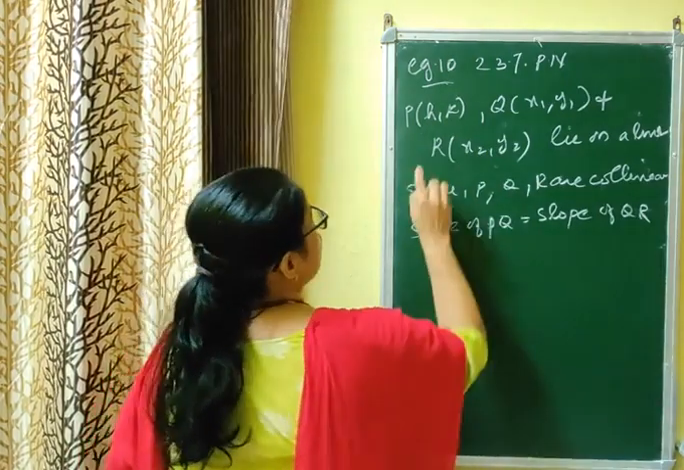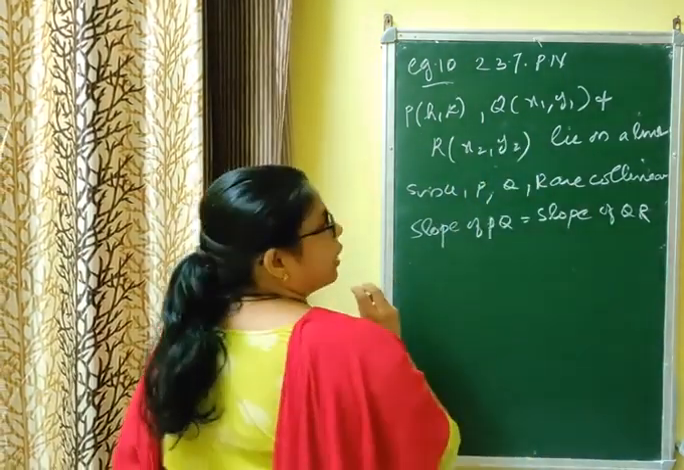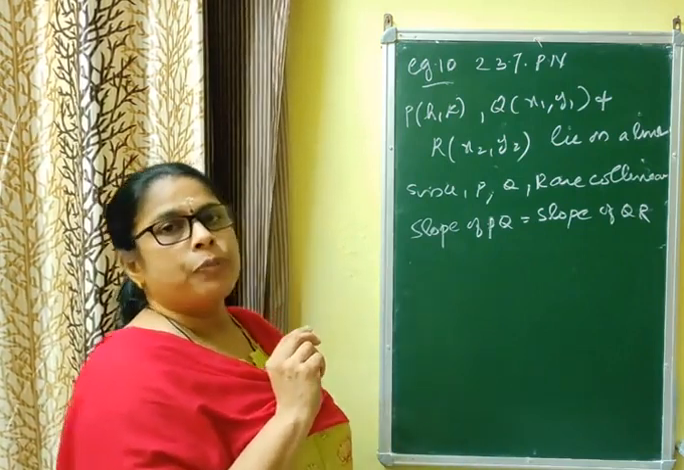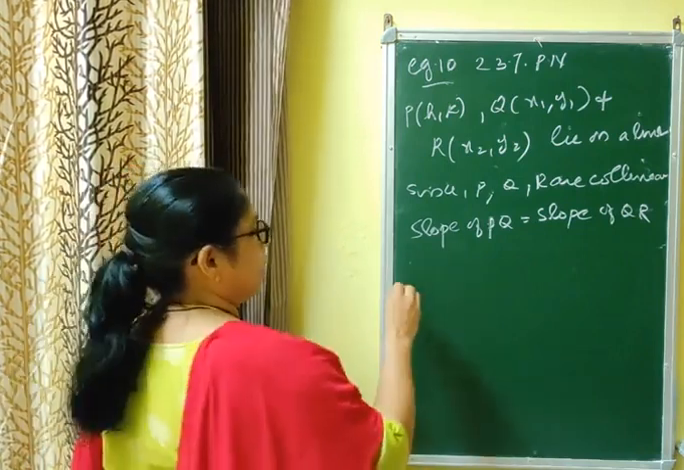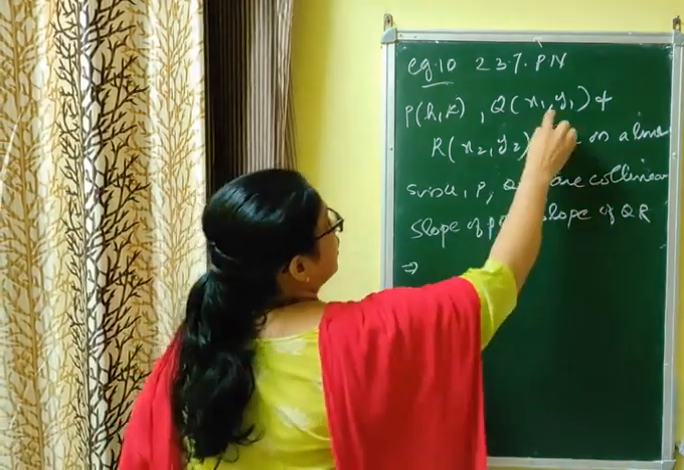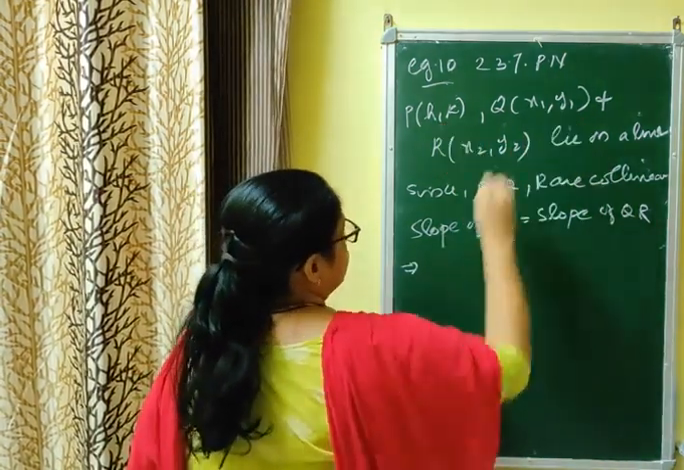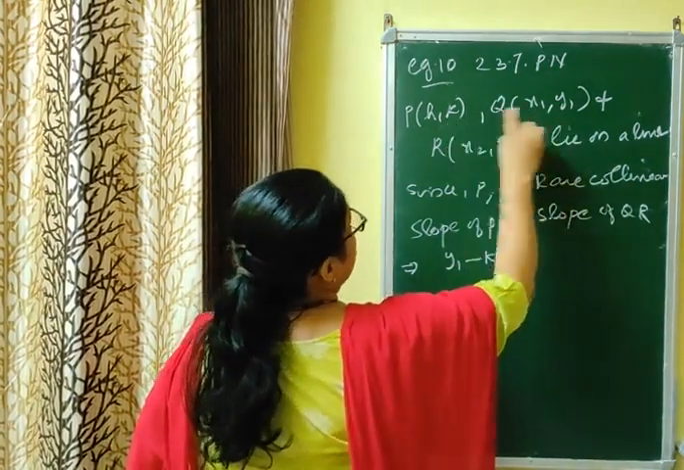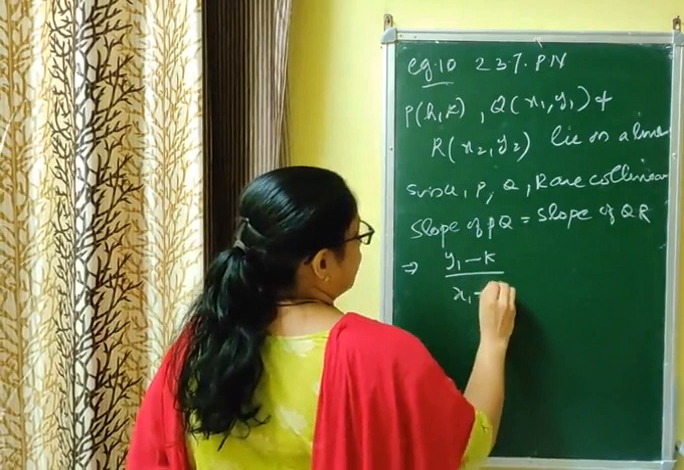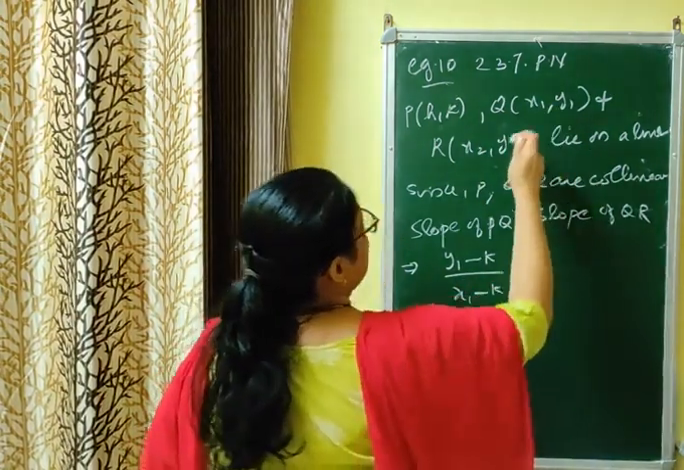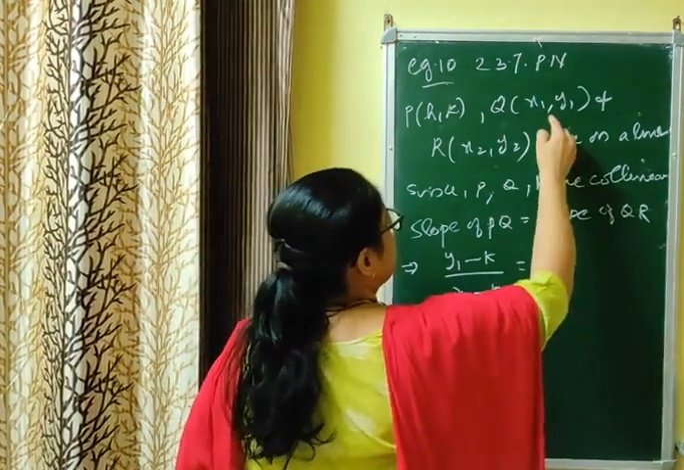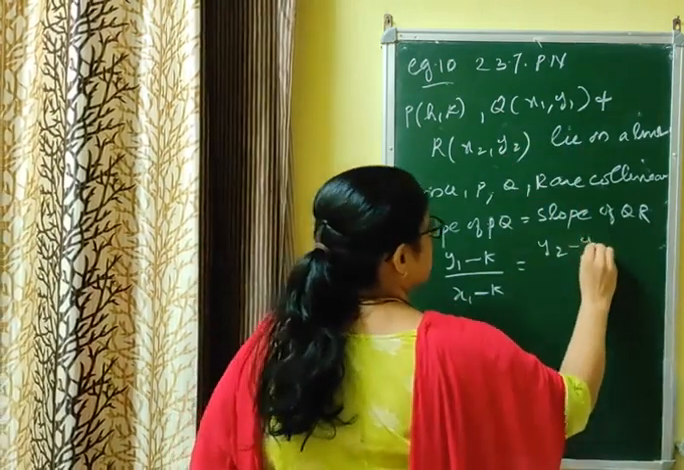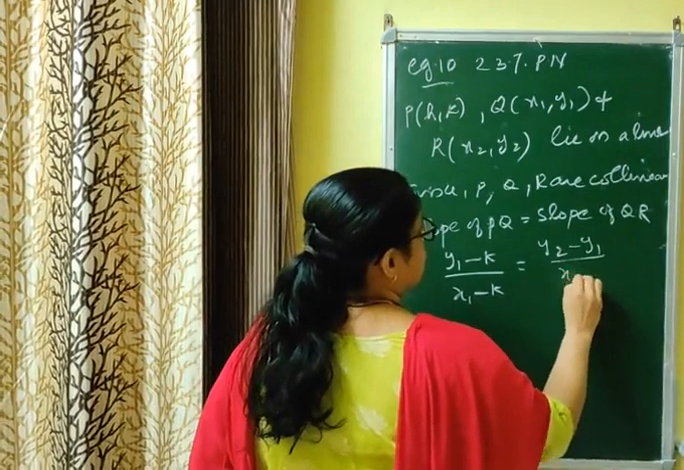Now slope of PQ: how can you find the slope of a line passing through two given points, say x1, y1 and x2, y2? y2 minus y1 upon x2 minus x1. By using this formula, this is x1, y1, this is x2, y2. That is y2 minus y1 is y1 minus k upon x1 minus h. Slope of QR, you can use the formula directly since the points are given as x1, y1 and x2, y2, that is y2 minus y1 upon x2 minus x1.